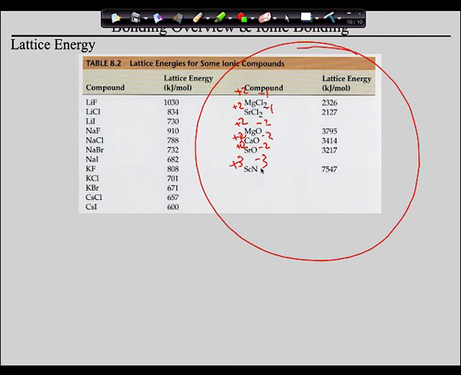So, we now have something else to add to our notes. What is the other predictor of lattice energy? Charge. Is it direct or inverse? Direct. And is it the major or minor predictor? Major. So the major predictor of lattice strength is the charge of the ions, and it's a direct relationship.